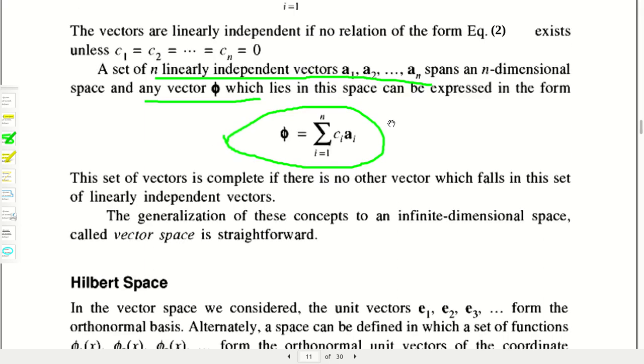Now let us move on, because we are not talking about the vector in quantum mechanics. Yes, we are talking about vectors, but in a different form.